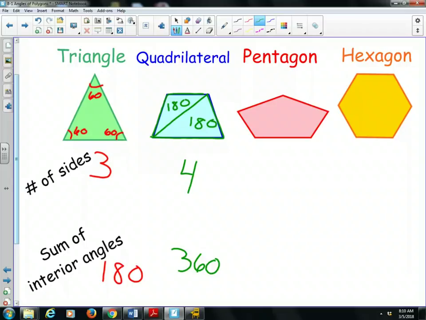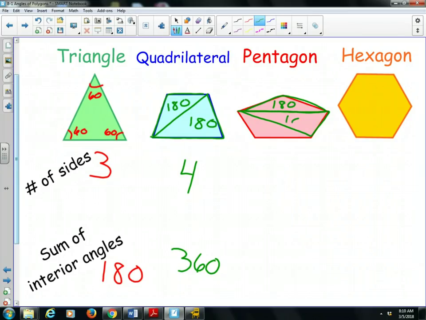So how about a pentagon? Well, let's take that same rationale, that same strategy. I'm going to draw a triangle right there. So there's one triangle. It has 180 degrees in it. Here's another triangle.